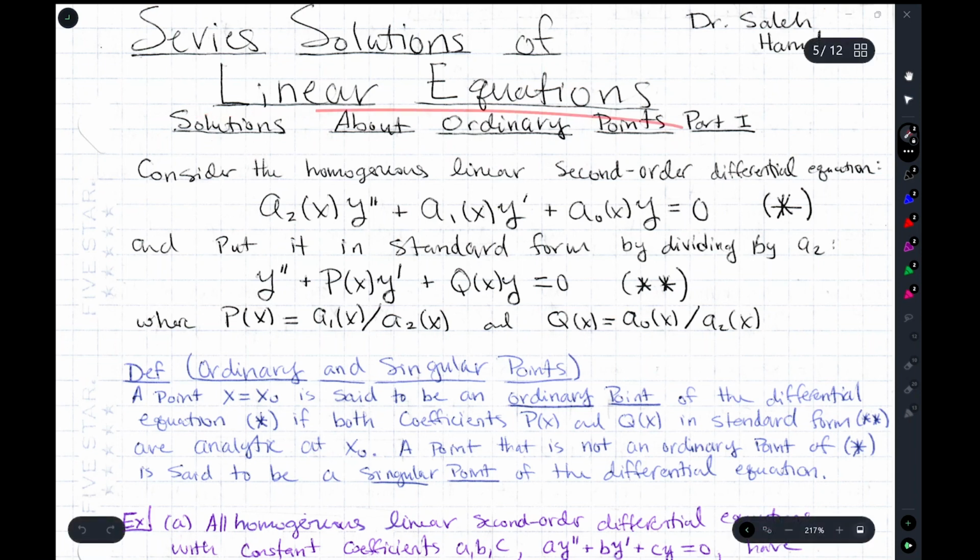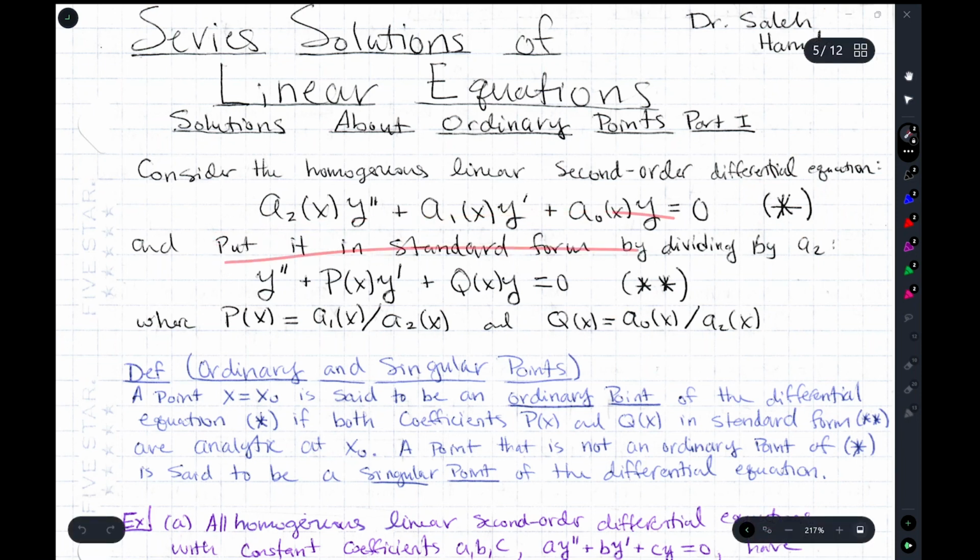And of course, we're dealing with linear equations. So consider the homogeneous linear second order differential equation. I'll have something to say about non-homogeneous equations towards the end, but for now we just focus on this. So consider this homogeneous linear second order differential equation that you see here, and we give it the label asterisk, as we'll be citing it.